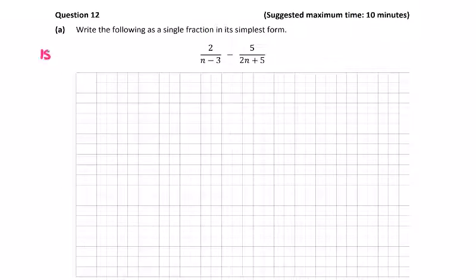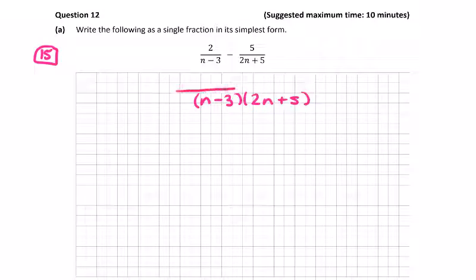Going from inequalities to algebraic fractions, all these classic questions that are going to come up at Junior Cert. If you follow my method, you're just going to write down the bottom 2 terms, the denominators, multiply them, and then we're going to set it up to cross multiply. So we're going to have 2 by 2n plus 5, and then -5 by n minus 3.